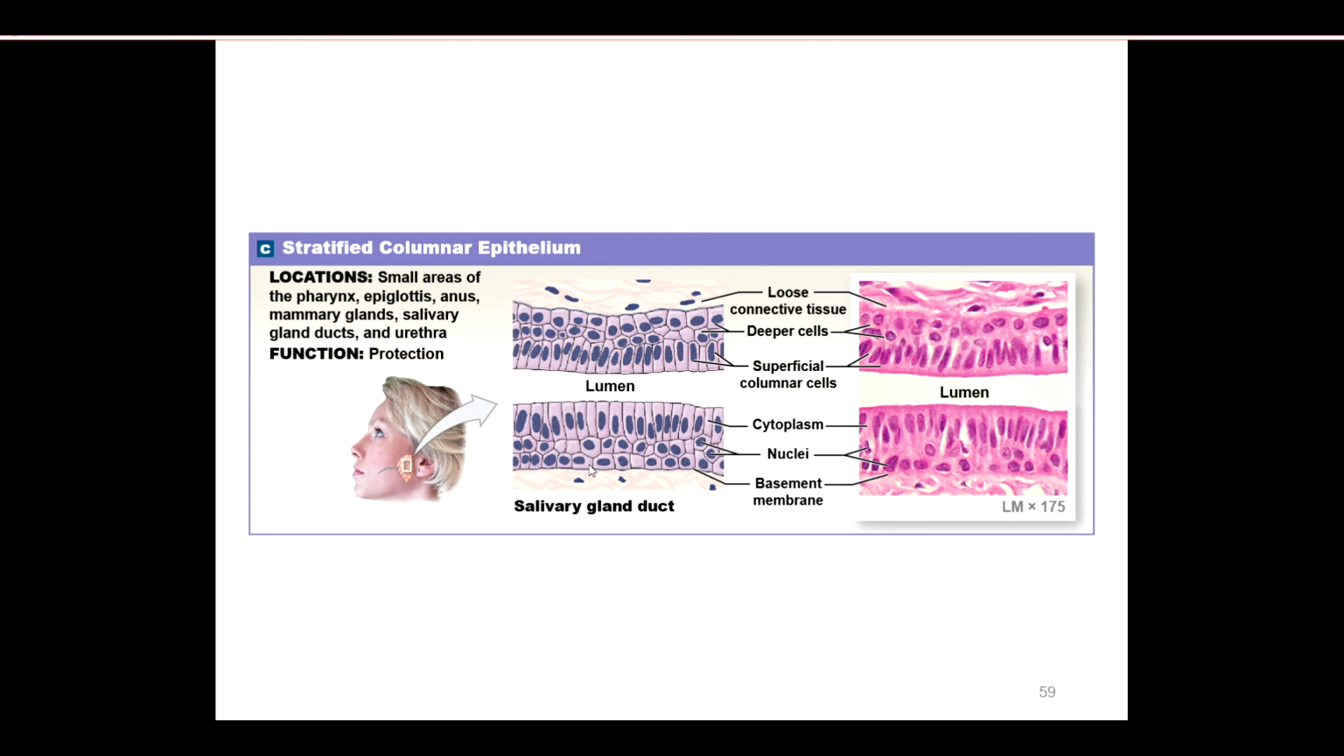So that's how we classify epithelium. We reviewed simple and stratified, and then the different shapes, and then we put it together and looked at the various epithelial tissues.